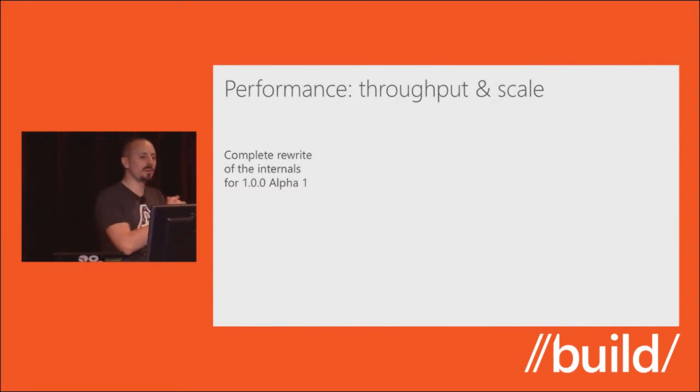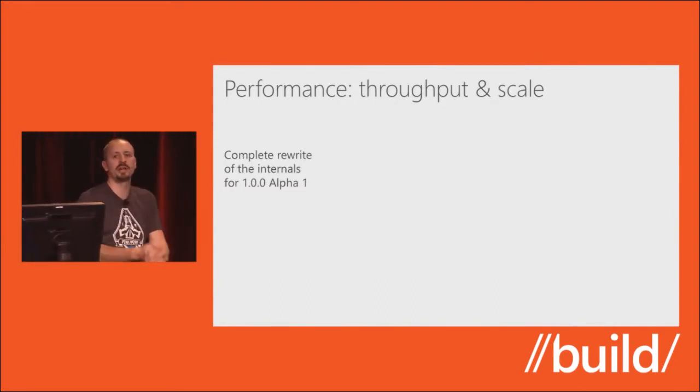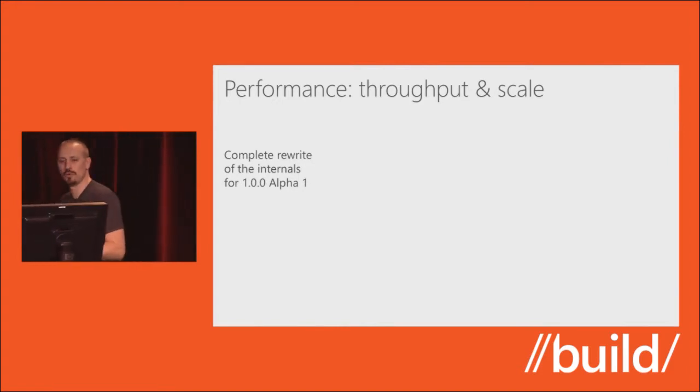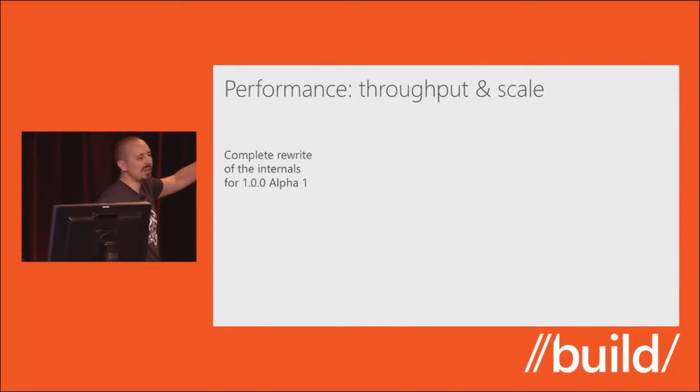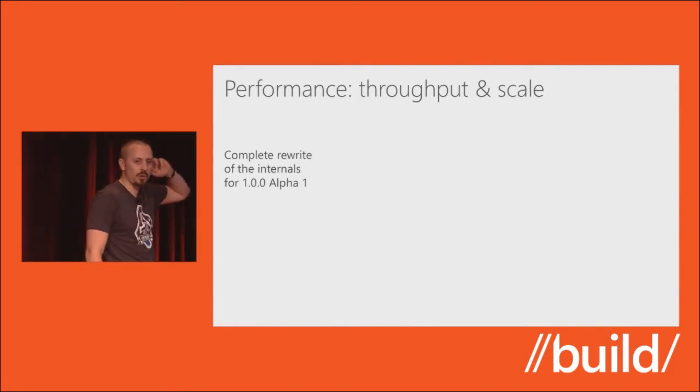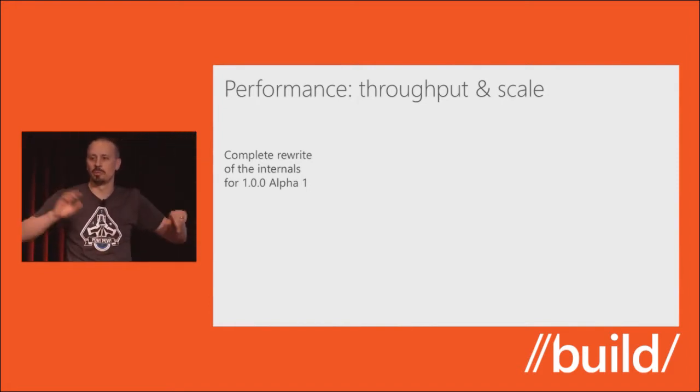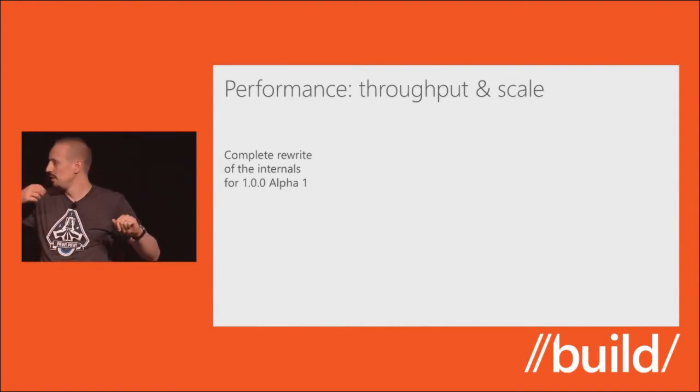So when we talk about performance, we talk about 2 things, throughput and scale. We're going to use the word performance to encapsulate both of those things. We completely rewrote the internals of SignalR for 1.0.0. So who has used an earlier version of SignalR, one of the 0 dot versions? Okay. It was pretty good.